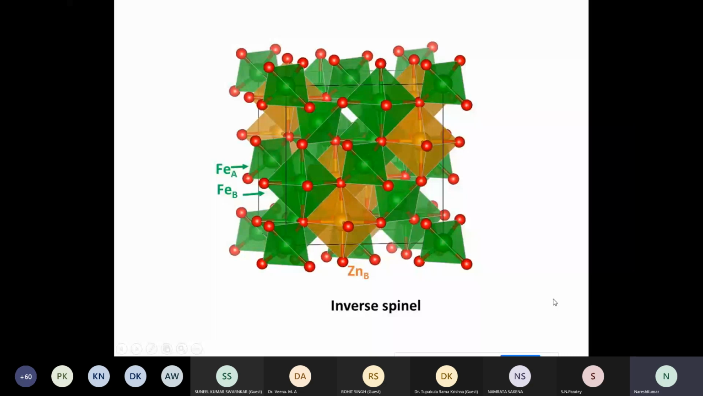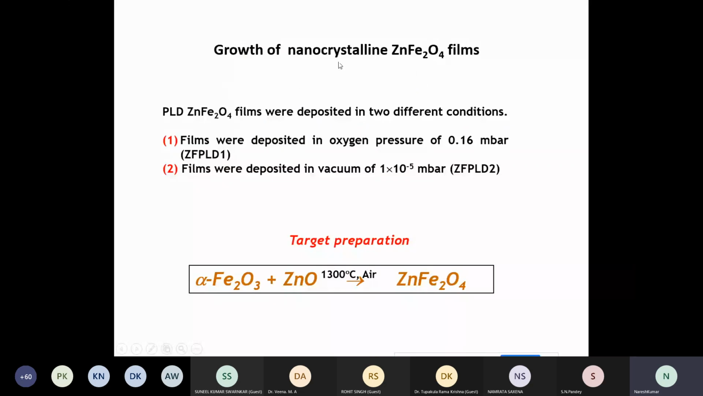We are calling them nanocrystalline thin films, and two series were prepared with the PLD only. One was in oxygen, where the oxygen pressure was 0.16 millibar. The second was in vacuum, where no oxygen was used. It was evacuated to 10 power minus 5 millibar. So we are calling them ZF PLD1, ZF PLD2.